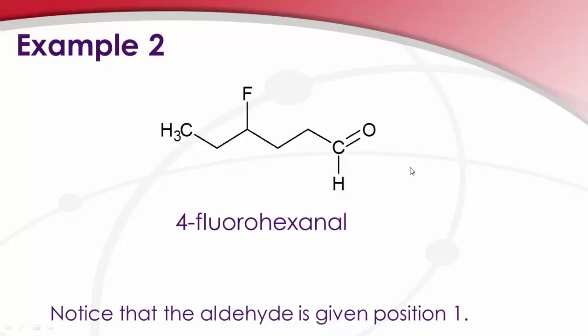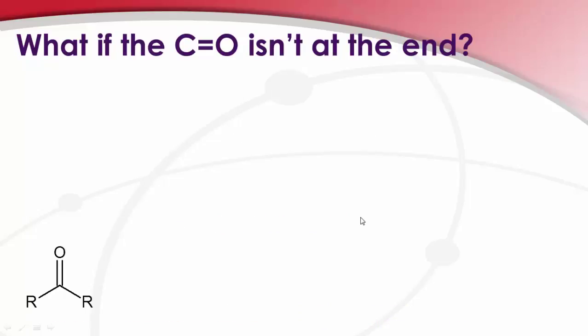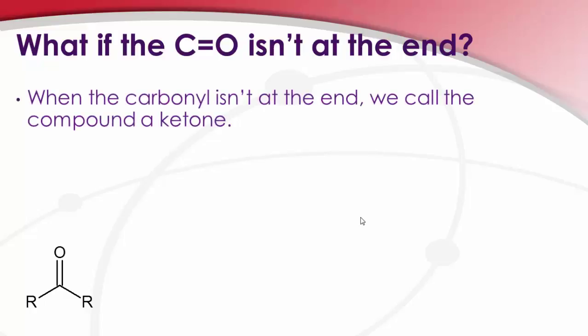And again, automatically then, the aldehyde functionality is given carbon number 1. Now, it might occur to you, what if the carbonyl isn't at the end of the compound? Well, these kinds of compounds have such a different functionality, we in fact call them something different. When the carbonyl is not at the end, we call this compound a ketone. So if there's a carbon, a carbonyl, and then another carbon, we call this a ketone.